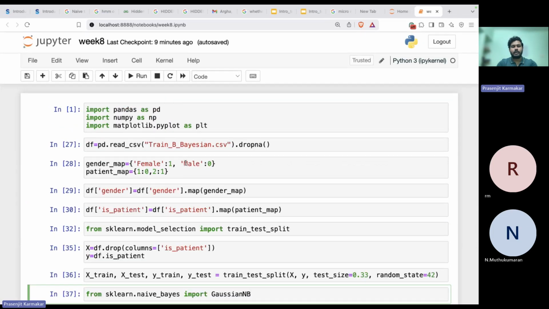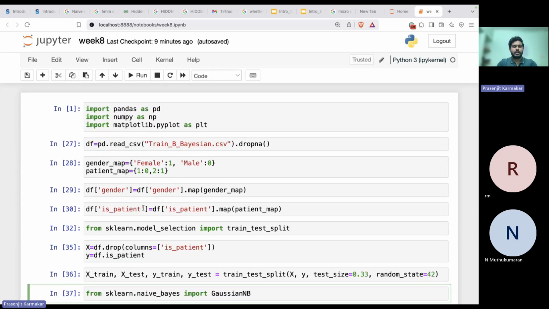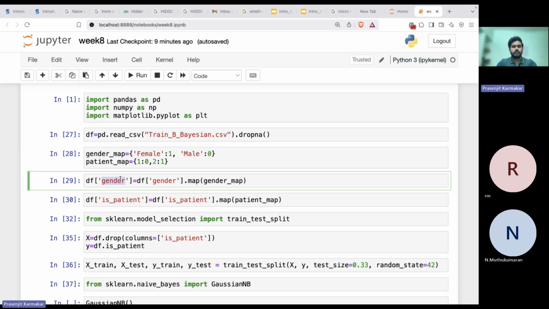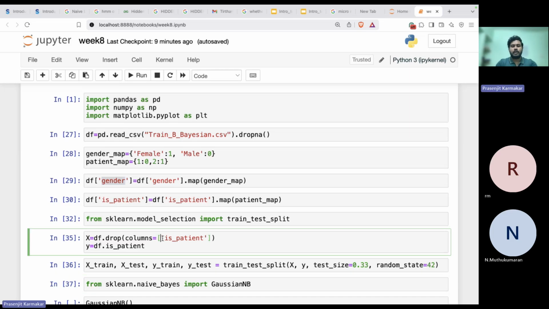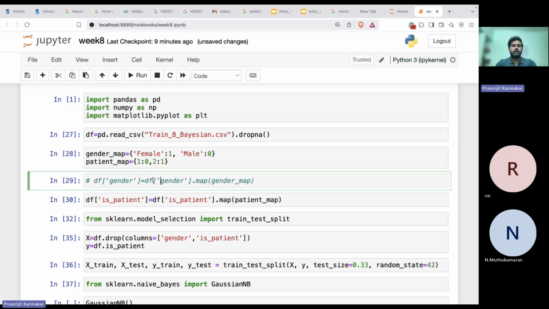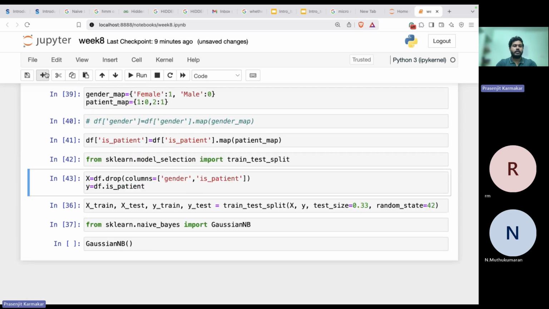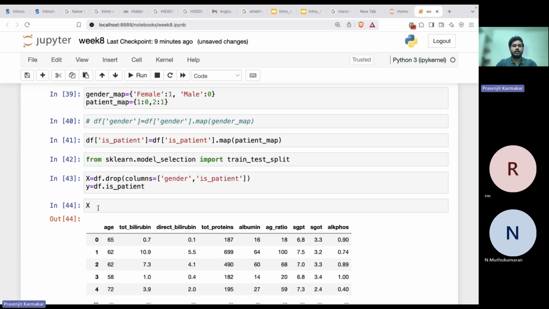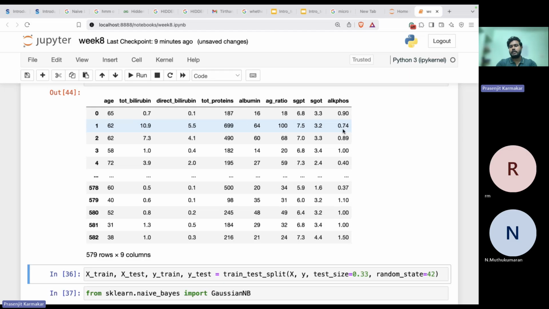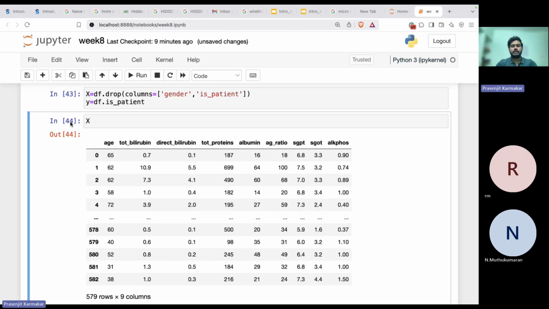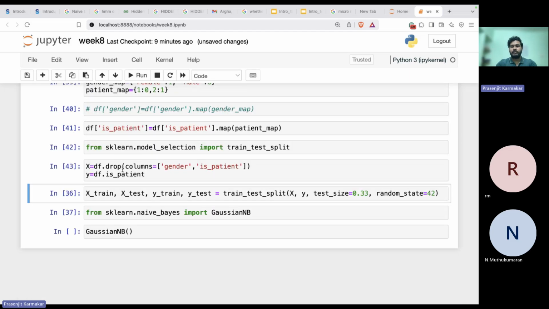Let's just drop it for now. Let's drop gender, because it's categorical but we are still processing it as a Gaussian. So let's read it again. Drop. Now X doesn't have the gender as well as the label, only age and other things, and Y has the label, whether it's a liver patient or not.